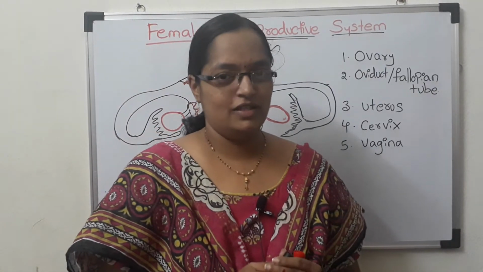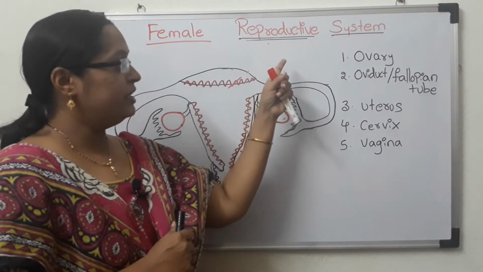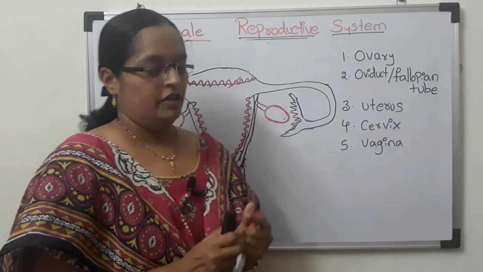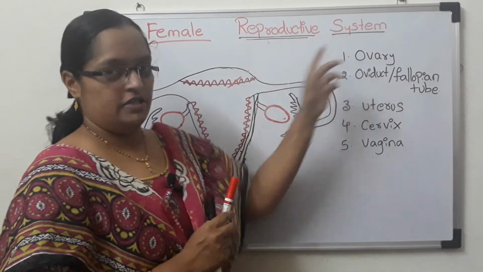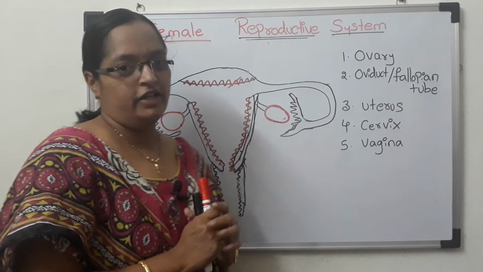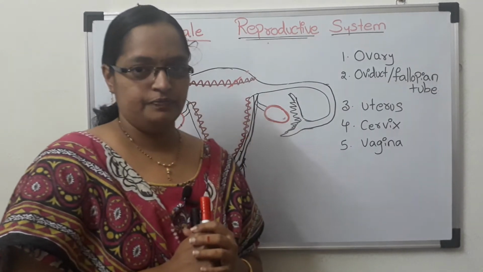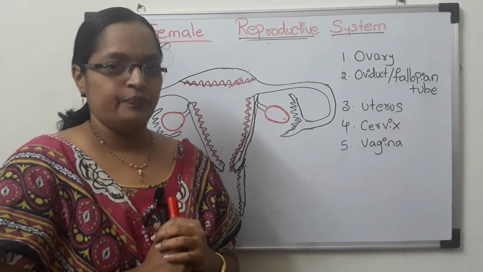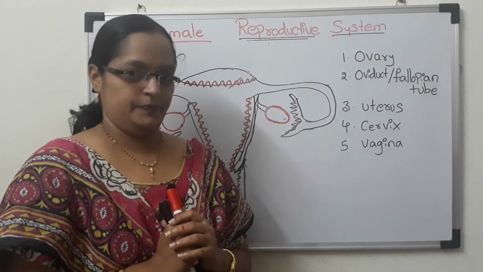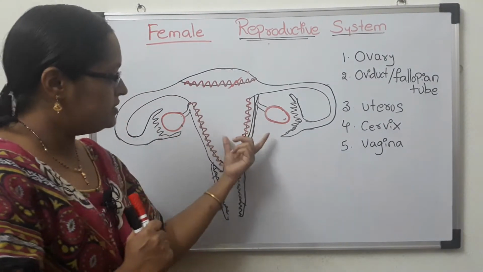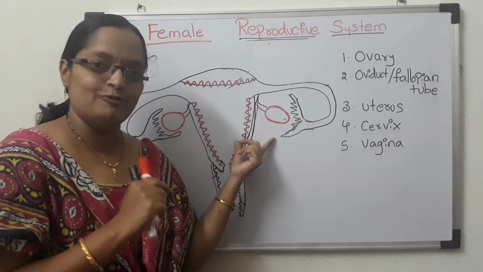Now we'll see the female reproductive system. The female reproductive system is located in the abdominal cavity of the female body. It is present near the kidneys. And this is the structure of the female reproductive system.